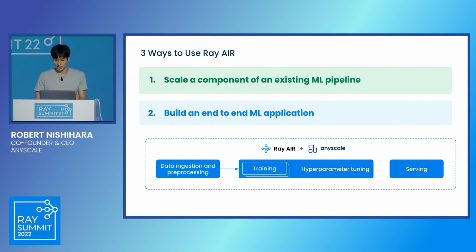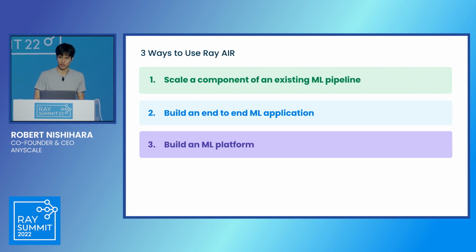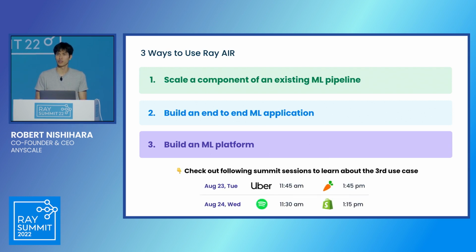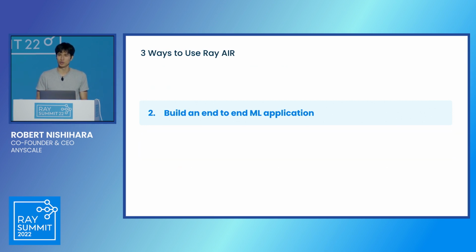But before I dive into the code and actually implement this, I want to mention there's a third way you can use Ray, which is to build not only a single machine learning application, but an entire machine learning platform on top of Ray AIR. And this is what companies like Uber and Shopify have done. So if you're interested in learning more about these kinds of use cases, I'd encourage you to check out their talks today and tomorrow.